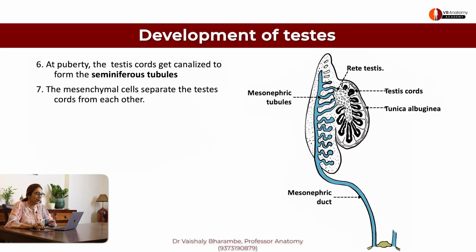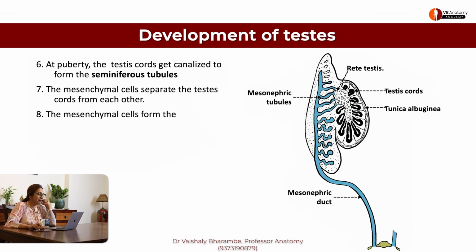Right, let's move on. This time an image to keep you going. So here you're seeing the testicular cords, which in future will form seminiferous tubules after puberty. Meanwhile, the whole thing is surrounded by a lot of mesenchyme, okay? So this mesenchyme now begins to help out.